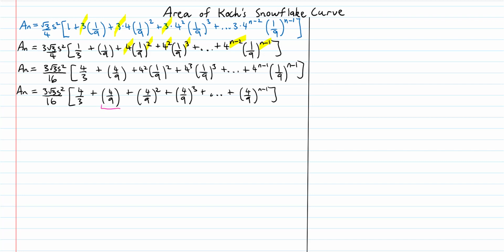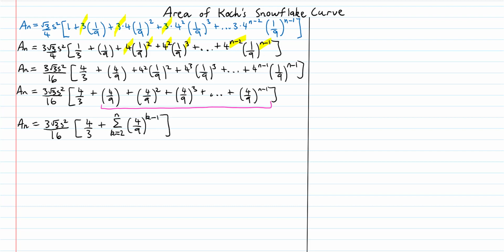So we can write this part out here using sum notation. So what we'll have then is AN is going to equal 3 times root 3 times s squared over 16, and then in the brackets we're going to have 4 over 3 plus the sum going from k equals 2 to k equals n of 4 over 9 to the power of k minus 1.